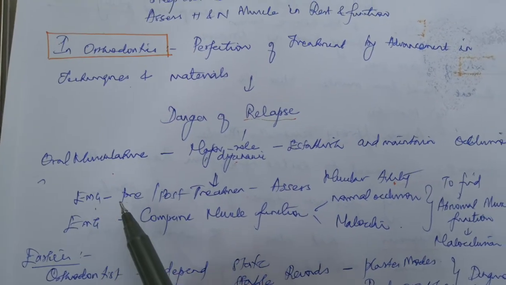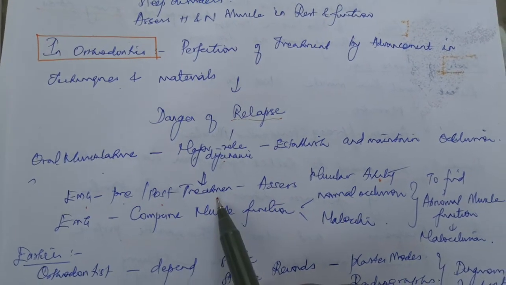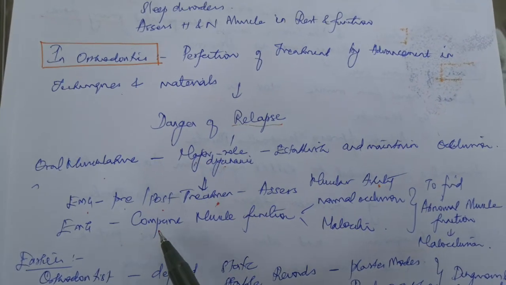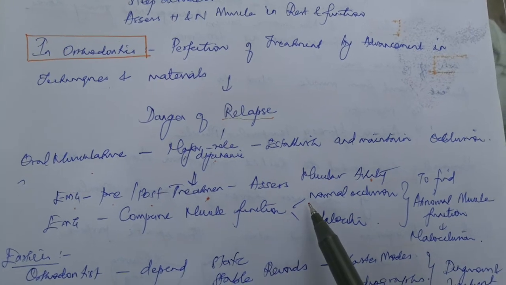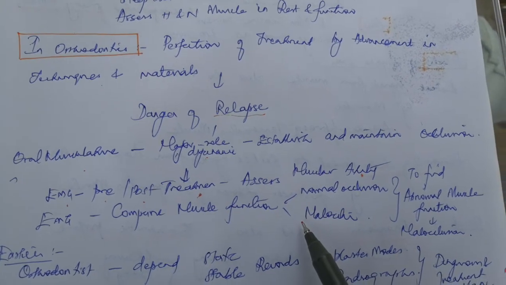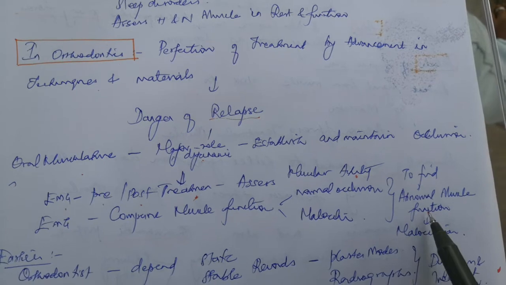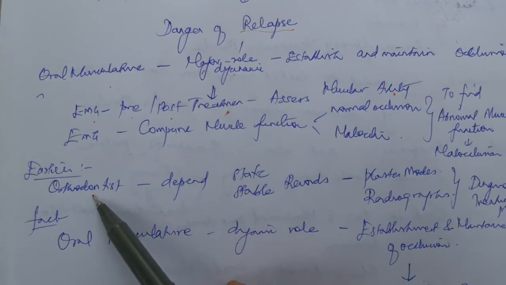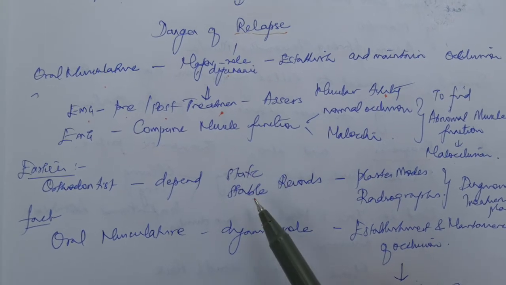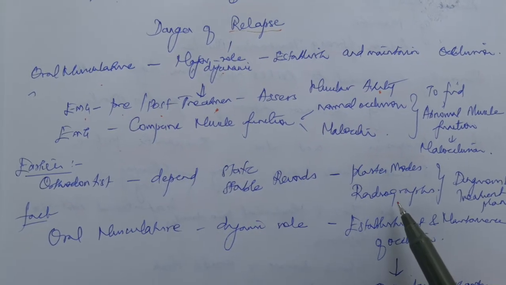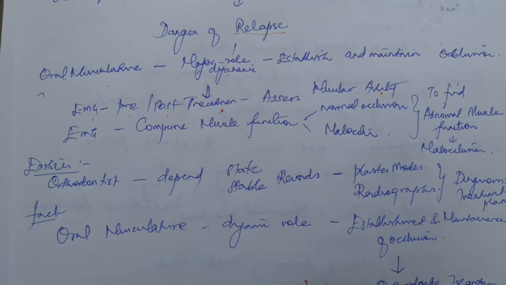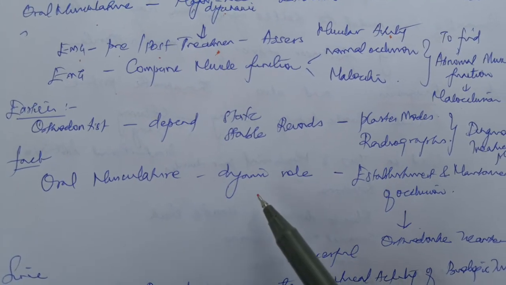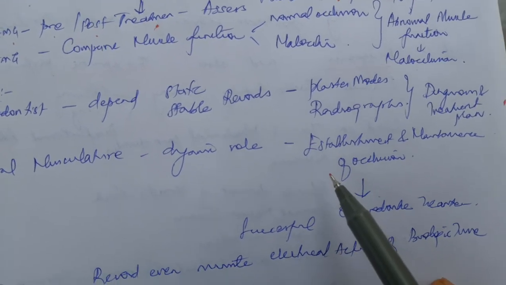So EMG should be used pre and post treatment plan to assess the muscular activity. EMG compares the muscle function in normal occlusion and in malocclusion, so that it finds the abnormal muscle function which causes the malocclusion. Earlier, orthodontists depended upon static records like plaster models and radiographs for diagnosis and treatment planning. But the fact is that the oral musculature has a dynamic role in the establishment and maintenance of occlusion.